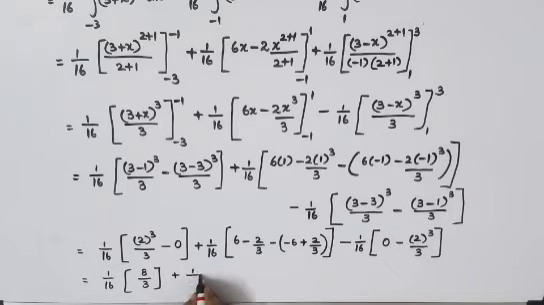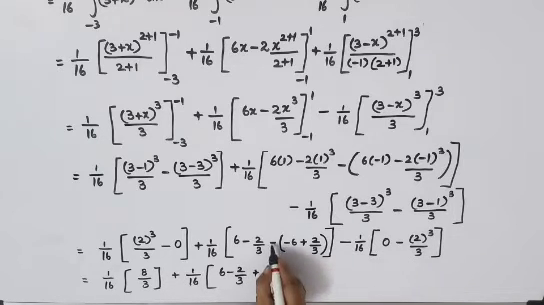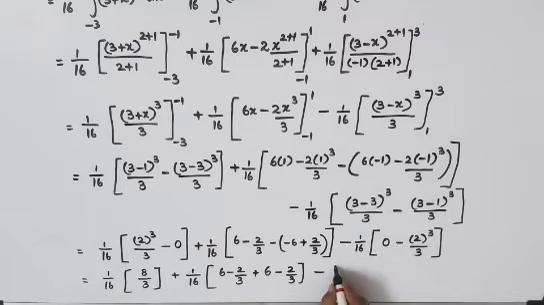Plus 1 by 16. Open your bracket. 6 minus 2 by 3. This minus into minus is plus 6. Again minus into plus is minus. Put your bracket properly. Because of that bracket only, this minus it will go there. If you remove your bracket, you will not get your minus over there. So minus 2 by 3, minus of this 1 by 16. Open your bracket. 0 you can remove it.